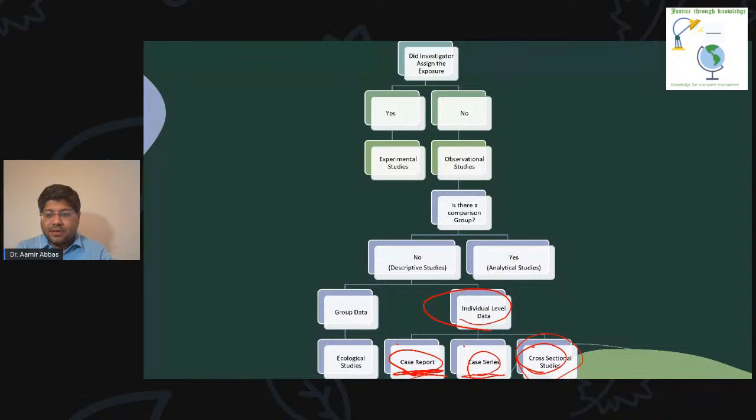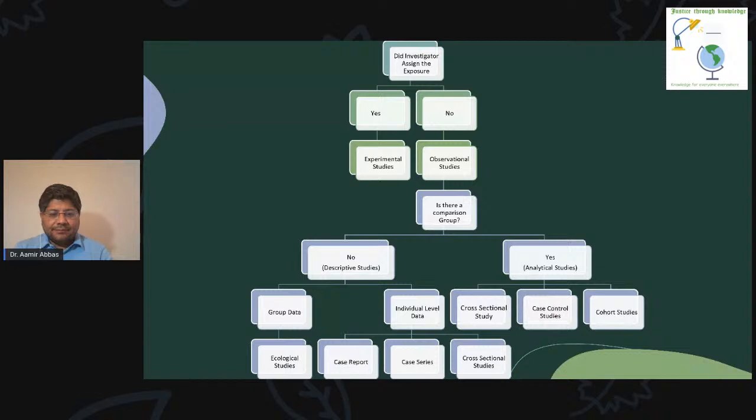I'm going to pause over here to see if there are any questions related to classification of study designs. So far, there are none, and we are going to continue with the discussion. Within the analytical studies, there are cross-section studies, case control study, and cohort study.